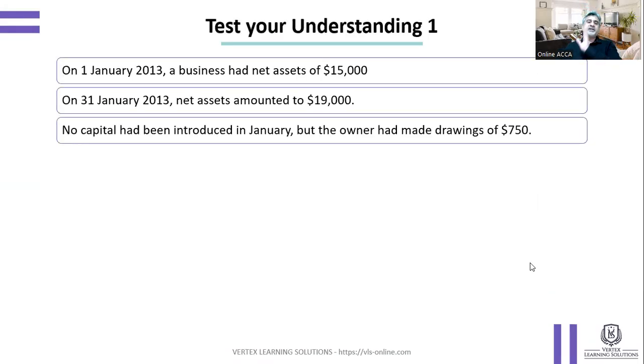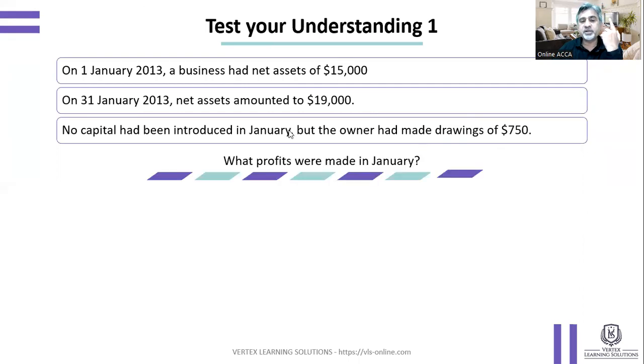No capital had been introduced in January, but the owner had made drawings of 750. Now, see here, you have not added any capital. Instead, you have taken out drawings, and drawings decrease capital. Drawings should decrease capital, but the capital is increasing. So it means that the business is making profit. Okay. So it asks the question, what profits were made in January?